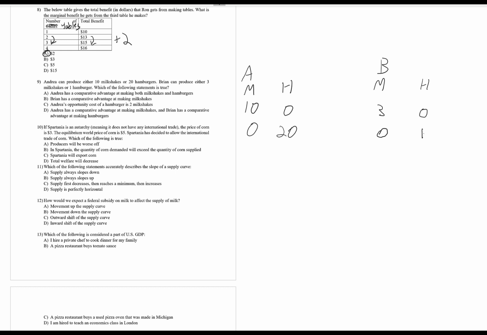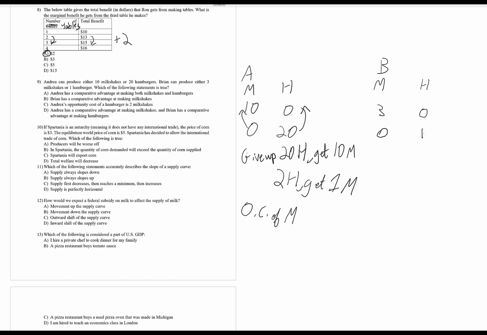Anytime we're thinking about comparative advantage, what we need to do is calculate opportunity cost. If Andrea wants to get 10 milkshakes, she has to give up 2 hamburgers. That's the same as saying give up 1/5 of a hamburger to get 1 milkshake. Wait, more simply, she gives up 2 hamburgers for 10 milkshakes, which means the opportunity cost of a milkshake is 1/5 of a hamburger for her. Okay.